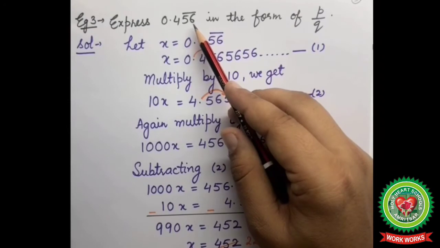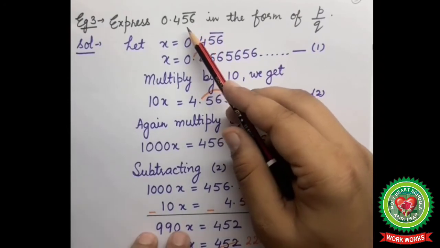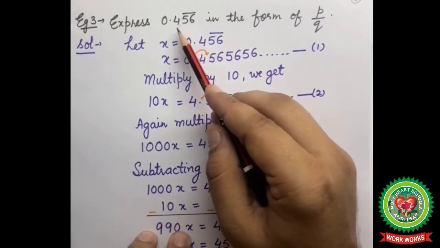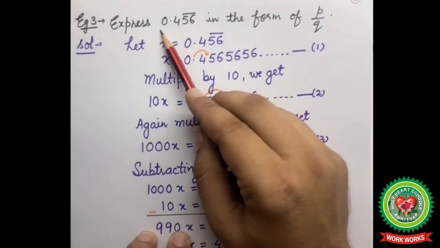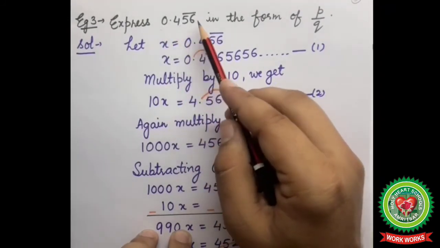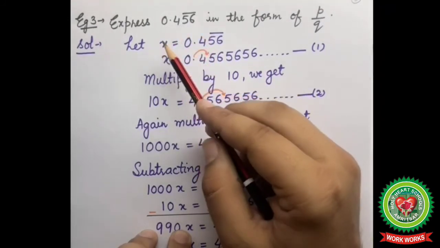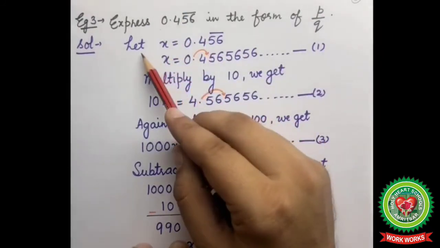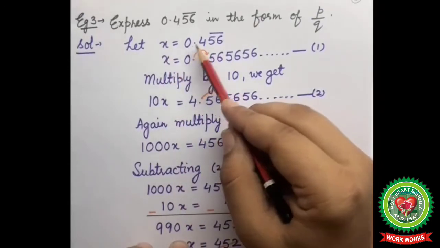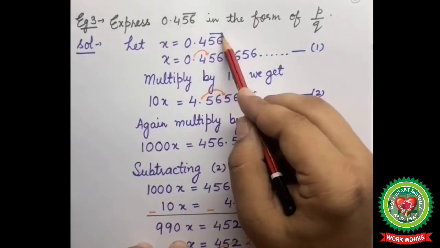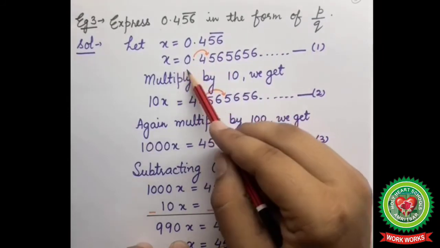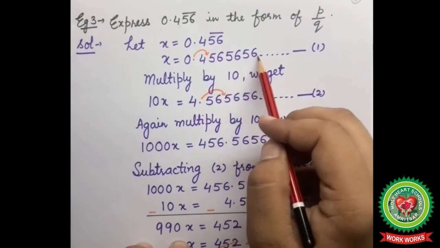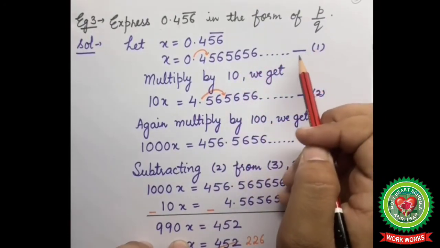So in this case, our first step will be that we are going to take out the digit which is not being repeated outside the decimal first. Then we are going to take out the other two digits outside the decimal place. So for that, let us discuss how we are going to do it. We are going to write let x is equal to 0.456 bar. So it will be written as x is equal to 0.4565656 so on, and this will be our equation number 1.